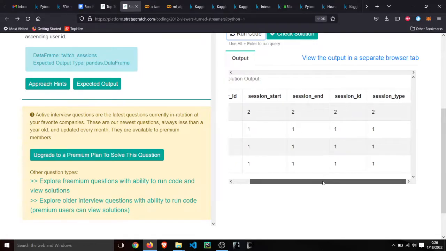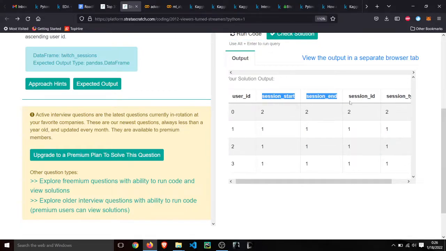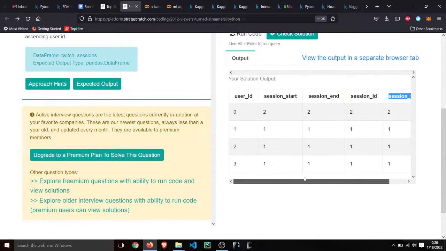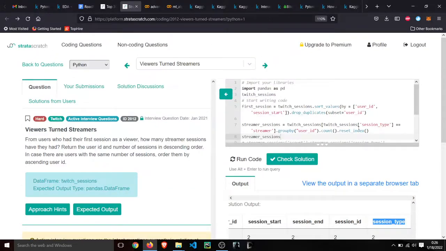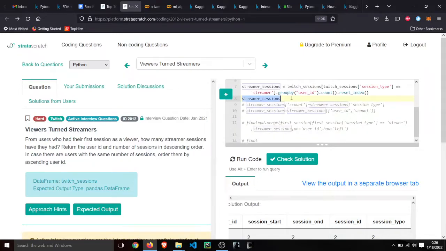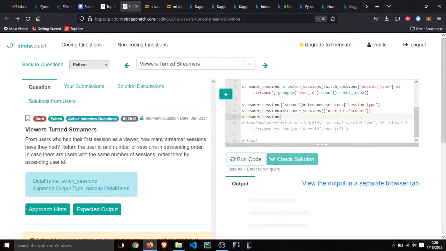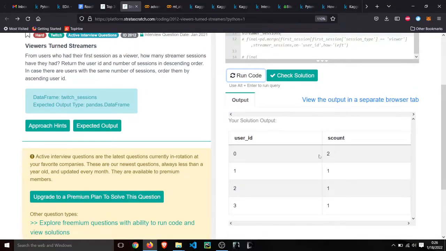So basically we can eliminate all three of these and just rename this one. So essentially just selecting two columns out of these and renaming this one. So what we'll do is remove this. We're gonna have the s count variable, which means the stream count, and then we're gonna only take the user ID and the stream count. So now we have user ID, and they had two sessions which were of streamer type.